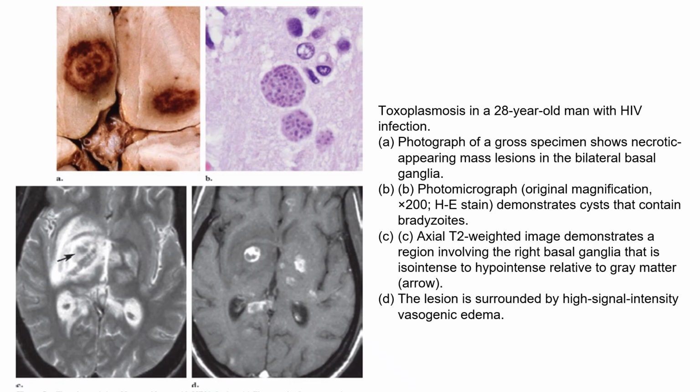Here we can see a 28-year-old man with HIV infection. First image shows a photograph of a gross specimen showing necrotic appearance of the mass lesion in the bilateral basal ganglia. Second image, photomicrograph demonstrating a cyst that contains bradyzoites. Third image, axial T2 weighted image demonstrating a region involving the right basal ganglia that is isointense to hypointense relative to the gray matter. The lesion is surrounded by high signal intensity vasogenic edema.